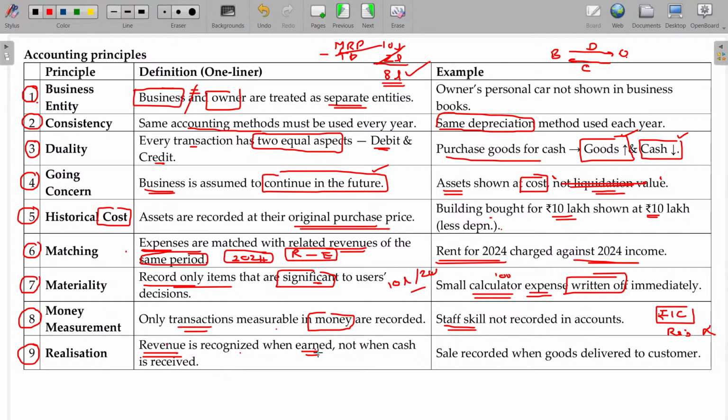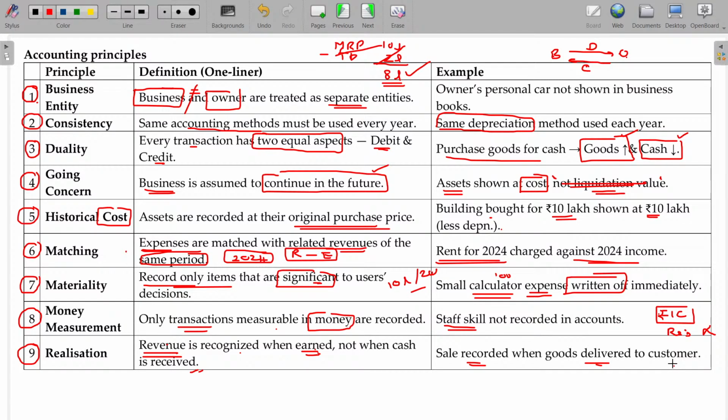Revenue is recognized when earned, not when cash is received. The moment you are supposed to receive or have received, it is your income. A sale is recorded when goods are delivered to the customer, even though the money is not received. In that case, the customer will be named as trade receivables. Is that okay? Anyhow, this is your income only.